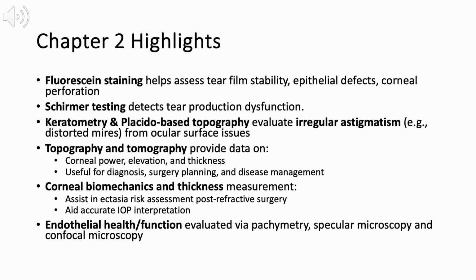Fluorescein staining is a key clinical tool used to evaluate tear film stability, identify epithelial defects, and detect corneal perforation. Schirmer testing is employed to assess tear production dysfunction, particularly in dry eye conditions. Keratometry and Placido-based topography help detect irregular astigmatism, often indicated by distorted mires resulting from ocular surface abnormalities.